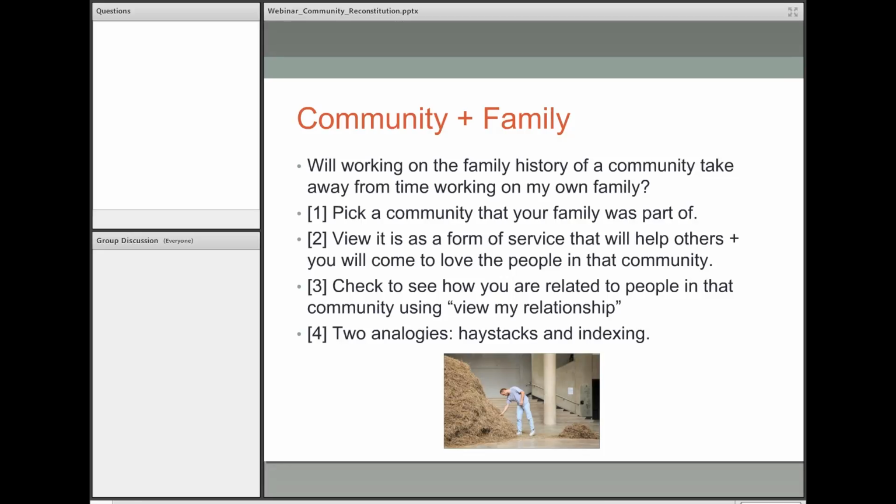Anytime you're working on any person on the tree, you can click View My Relationship. And you'll be surprised how often someone you're working on as part of a community project turns out to be one of your cousins, especially if you're working in a community where you do have family.